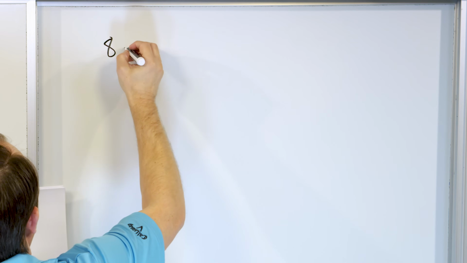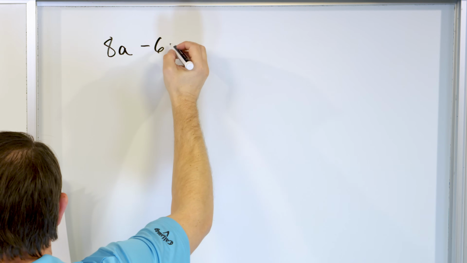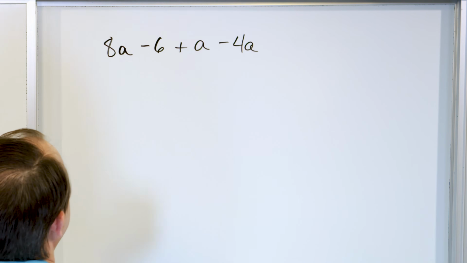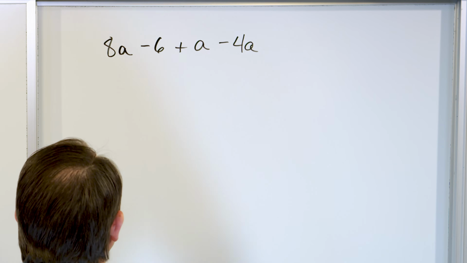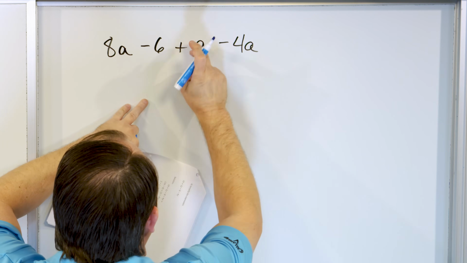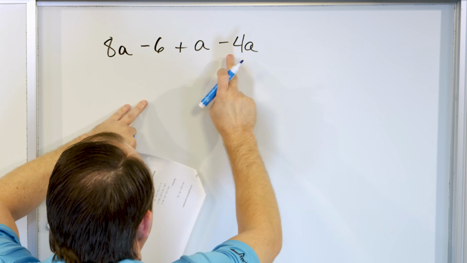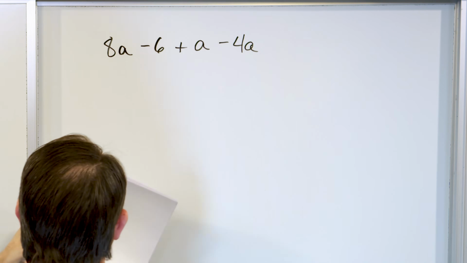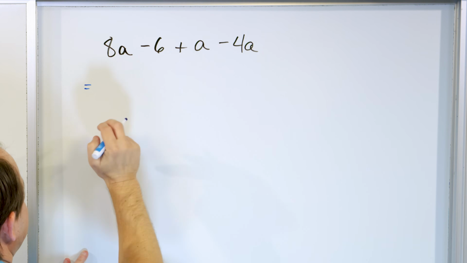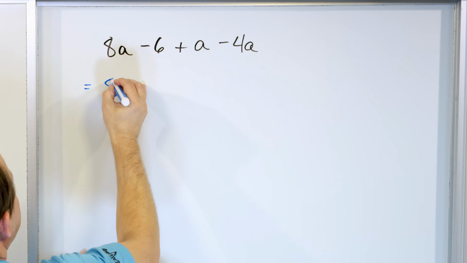Now, what about 8 times a minus 6 plus a minus 4a? We want to simplify this expression. So let's group the terms that are like. So this is 8 a's. This is an a. There's an invisible 1 in front, so it's a like term. And then this is minus 4a. So all the a's are the same type of term. So we're going to have 8a.